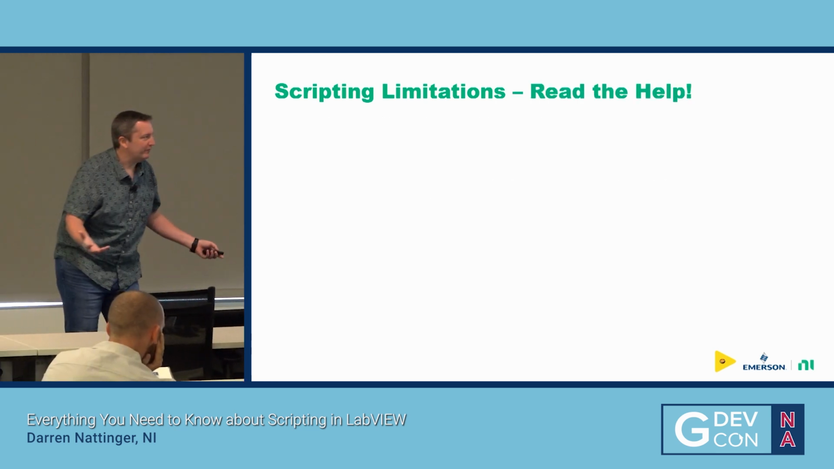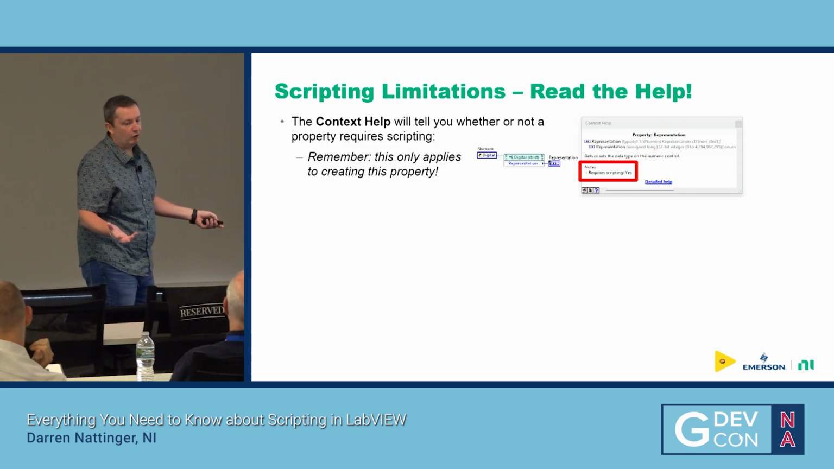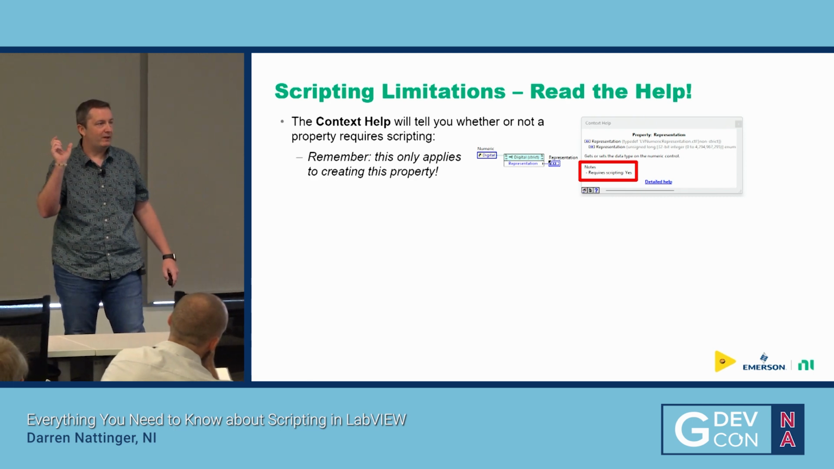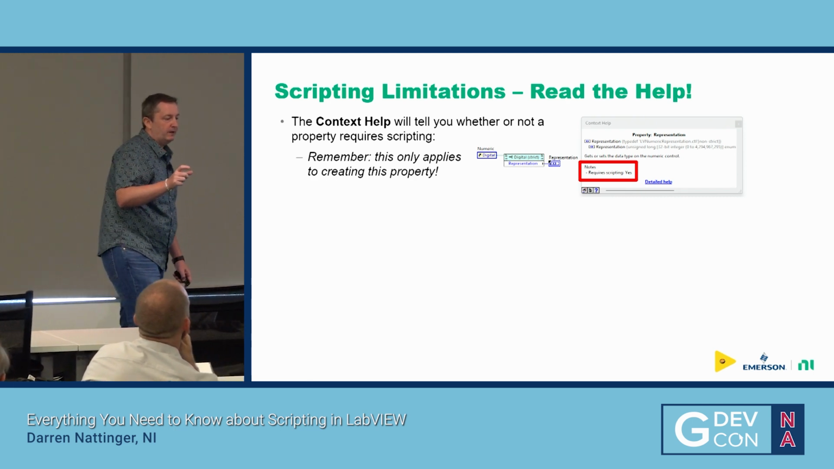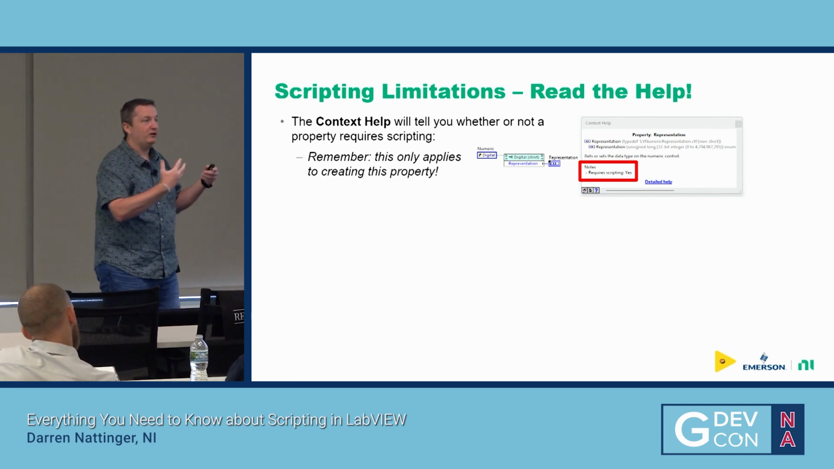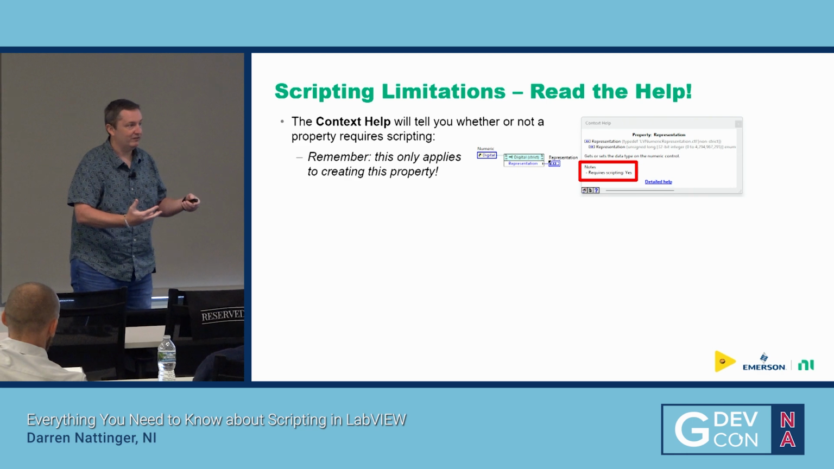So how do you find out about these limitations? You read the help. The context help has a nifty little bullet that will tell you if a property or method requires scripting. Now remember, this only applies to the editor. So that only applies to your ability to create that property or select it in the list.